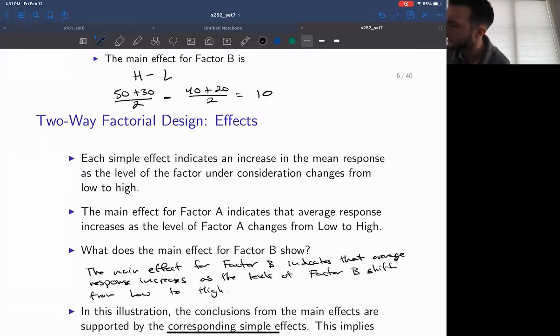Okay. So what we are finding here, when we take a step back and look at the overall picture of what we've discussed so far, all of the simple effects are showing us that when we move from low to high, we see increases in the means. The main effects are showing us that when we move from low to high, we are also seeing increases in the means. So this is a system of agreement. So we can see everything is trending positively as you shift from low to high.